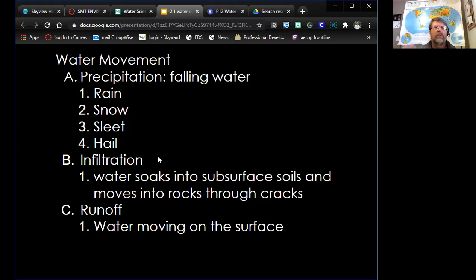Infiltration is once it hits Earth, a lot of it is going to go into the soil, going through the cracks and the dirt and the rocks. And that is the infiltration of the water into Earth. If the water doesn't infiltrate the soil, it's going to move across the top of the soil, and that is the runoff, as the water moves over the surface of the soil, normally ending up in streams or ponds.